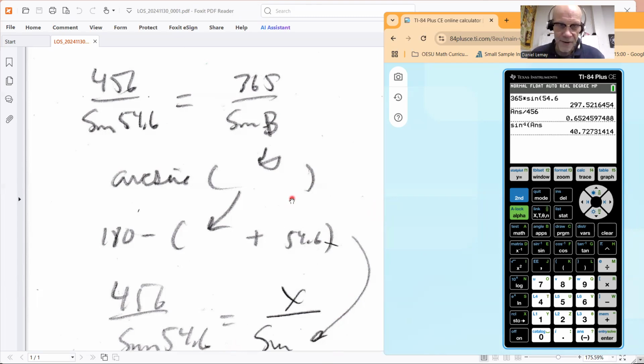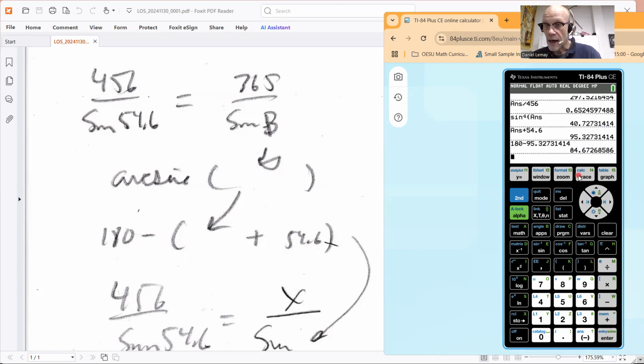I'm confusing myself. So I'm going to take this answer I just calculated and add it to the 54.6, like what you did. You could just subtract it from 180 and then subtract that one from the result. I'm going to do it this way since I've got it on my calculator. Plus 54.6, and then 180 minus that answer. Or I can go up and grab it and enter it. Okay, so that's the measure of angle C.